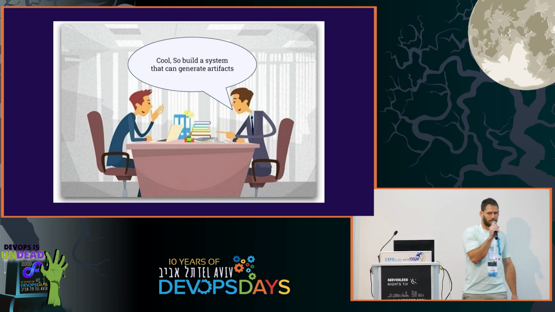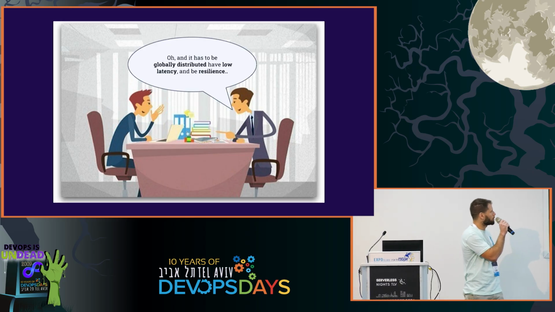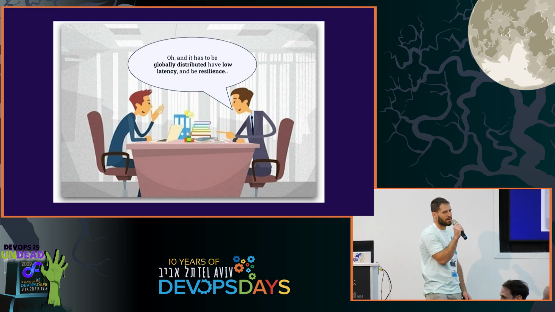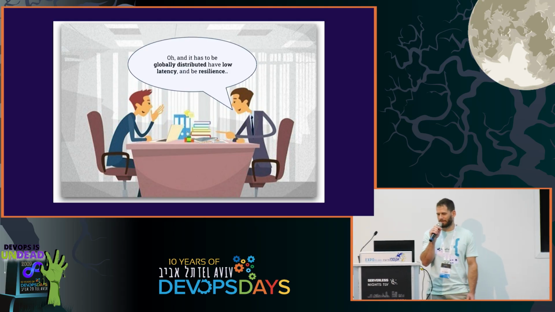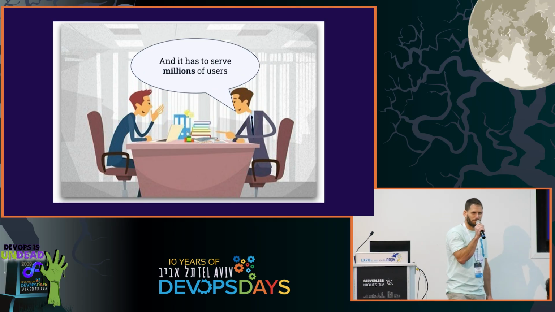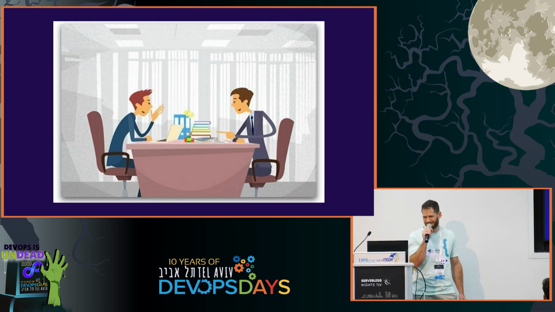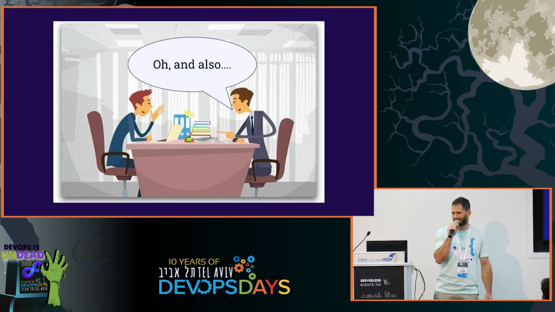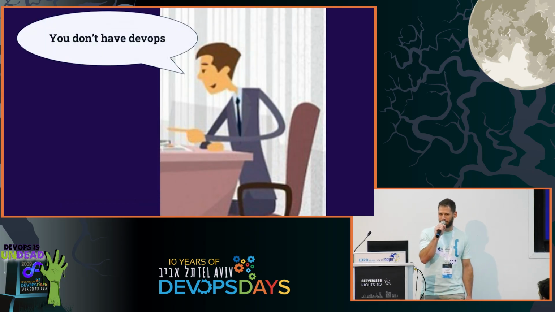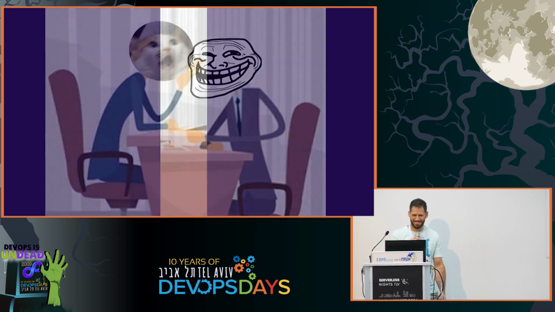Cool, so build a system that can generate artifacts. Easy, no problem. Oh, and it has to be globally distributed, have low latency, and be resilient. Okay. And it has to serve millions of users. Oh, and also, you don't have DevOps. I was shocked.